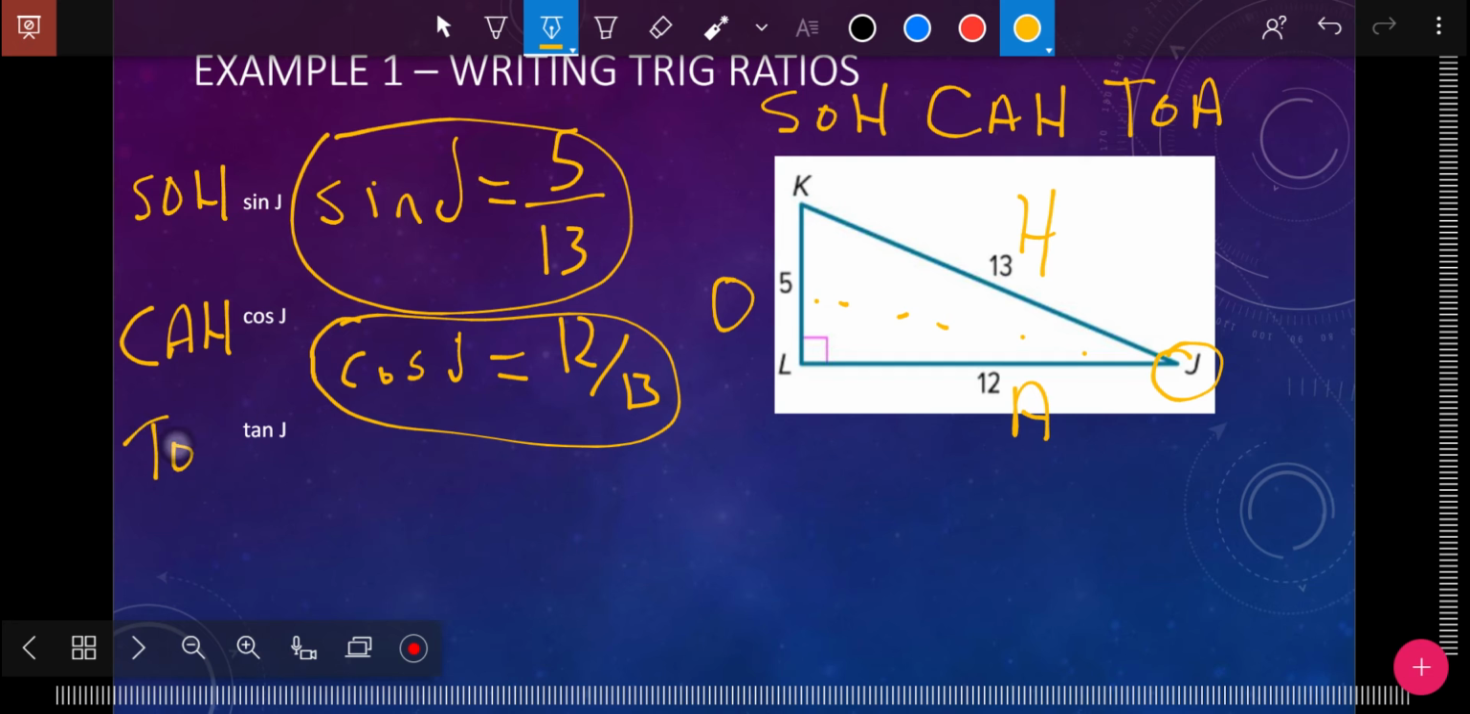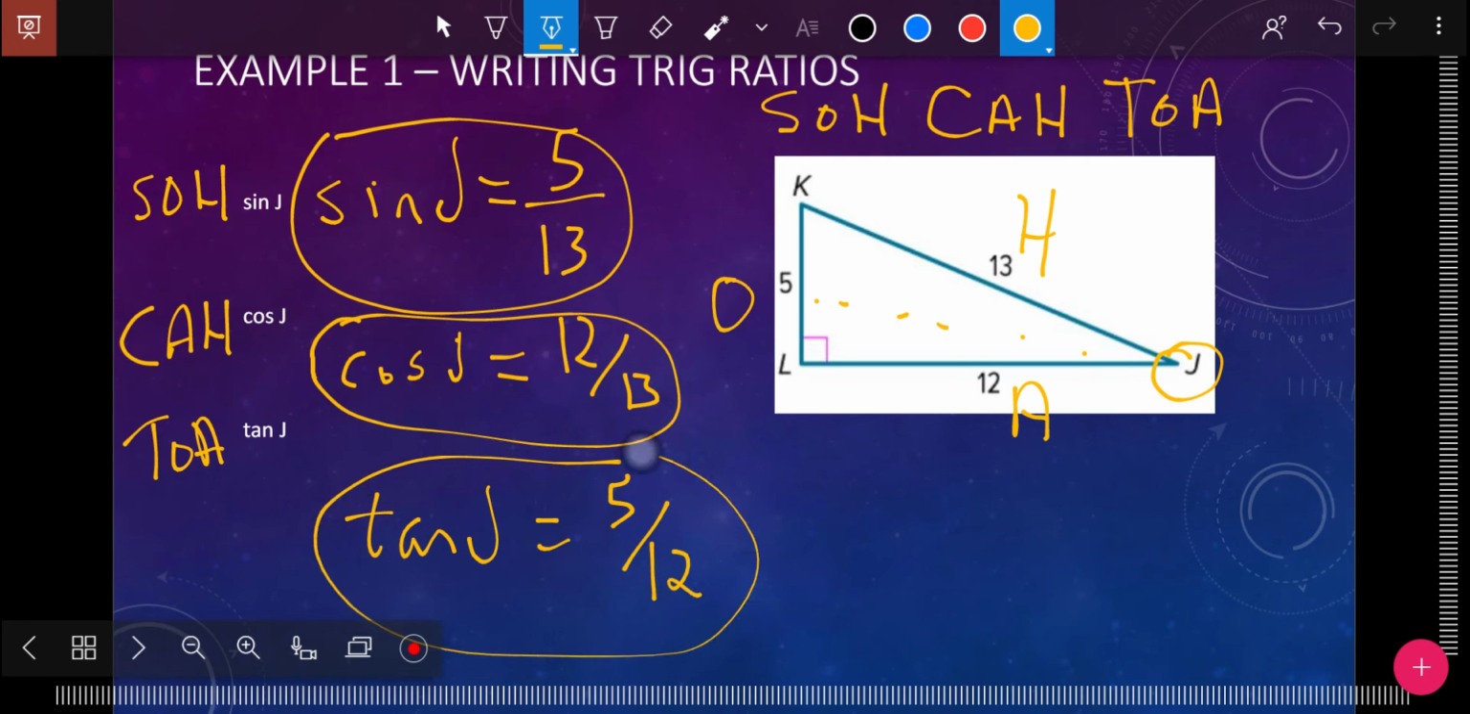And then TOA goes with tangent. And so tangent of J equals tangent TOA. TOA equals opposite over adjacent. So 5 over 12. And so if it just asks you to, we're going to use a calculator and start solving this stuff more, but if it just asks you to set the ratio, this is just a basic understanding. And so that's how I'm going to set up my ratios.